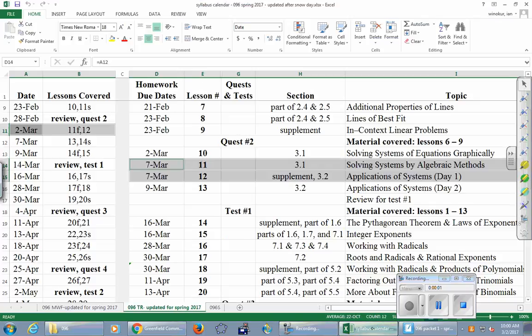Begin on page 104. We'll take our look at the calendar. Today is March the 2nd. We're going to finish lesson 11. Remember, lesson 11 is what we did on Tuesday.